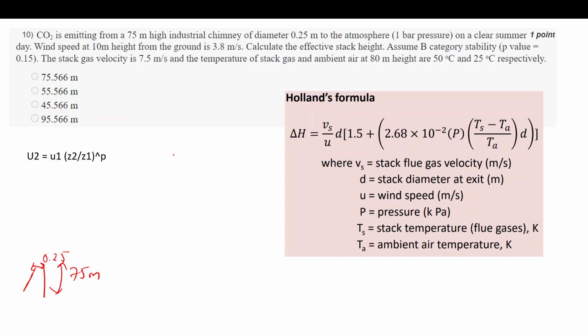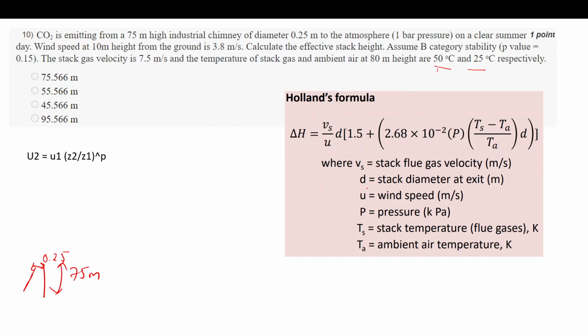Now, wind speed at 10-meter height from the ground is 3.8 meter per second. Calculate the effective stack height. Assume B category stability with P value equals 0.15 and stack gas velocity is 7.5 meter per second. Temperature of stack gas and ambient air at 80 meter height is given as 50 and 25 degrees.